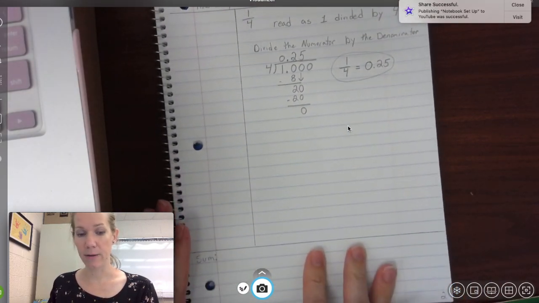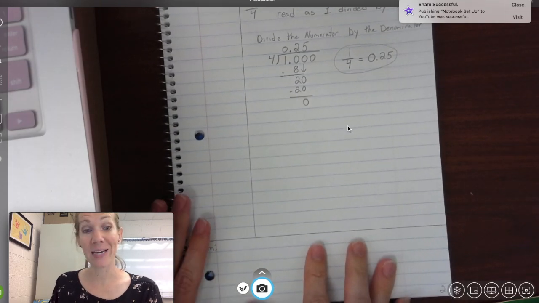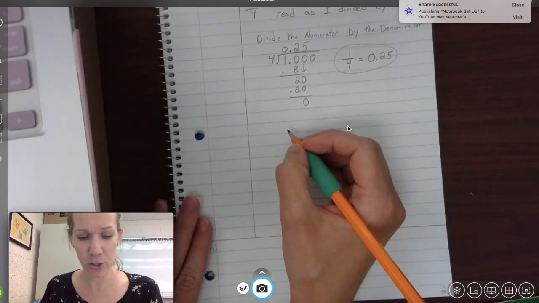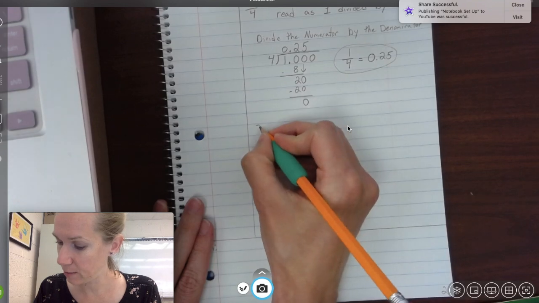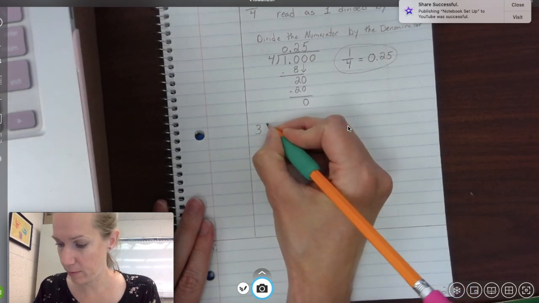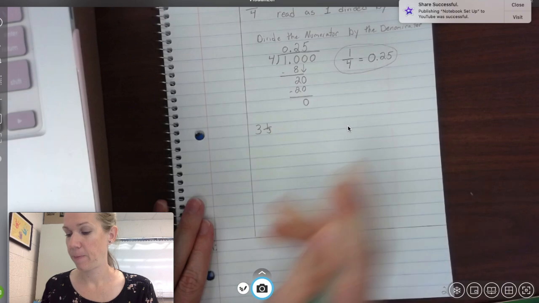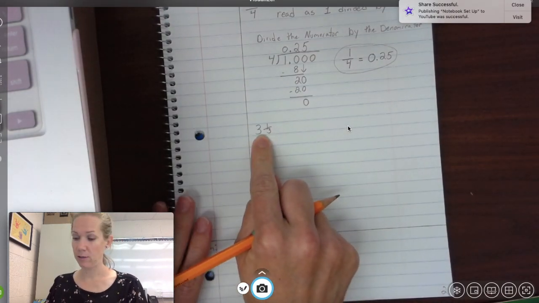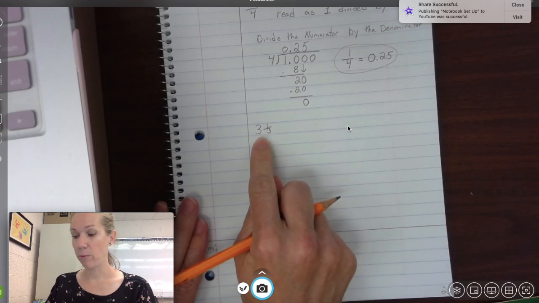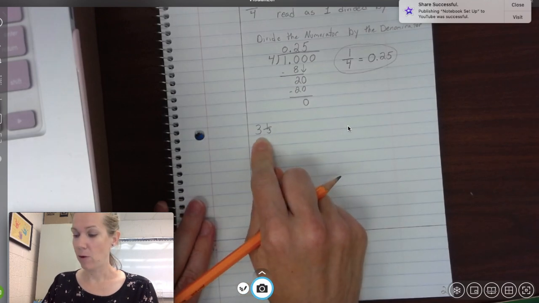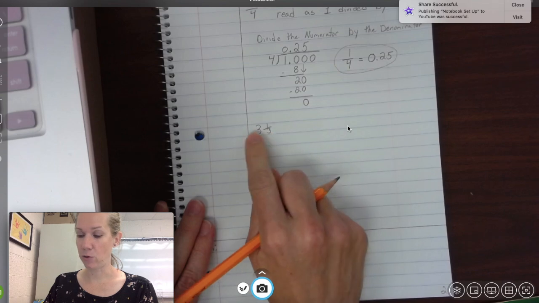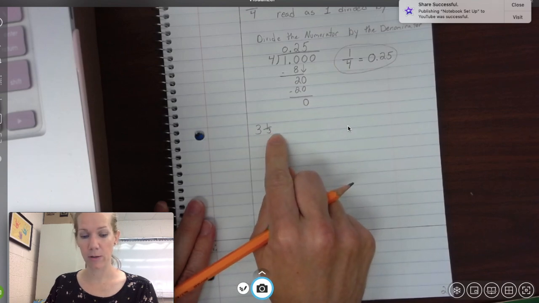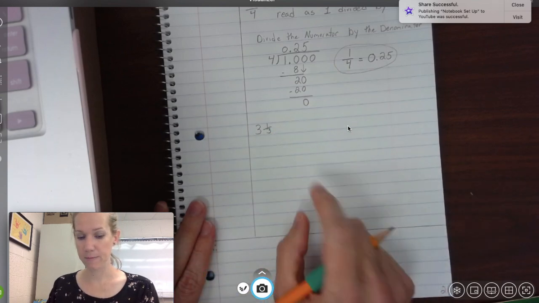Let's try this again. This time I'm going to choose a mixed number, like 3 and 1/3. Now there's two ways to do this. I can turn this into a top-heavy or improper fraction, or I can look at it as 3 plus 1/3. I'm going to show you both ways.